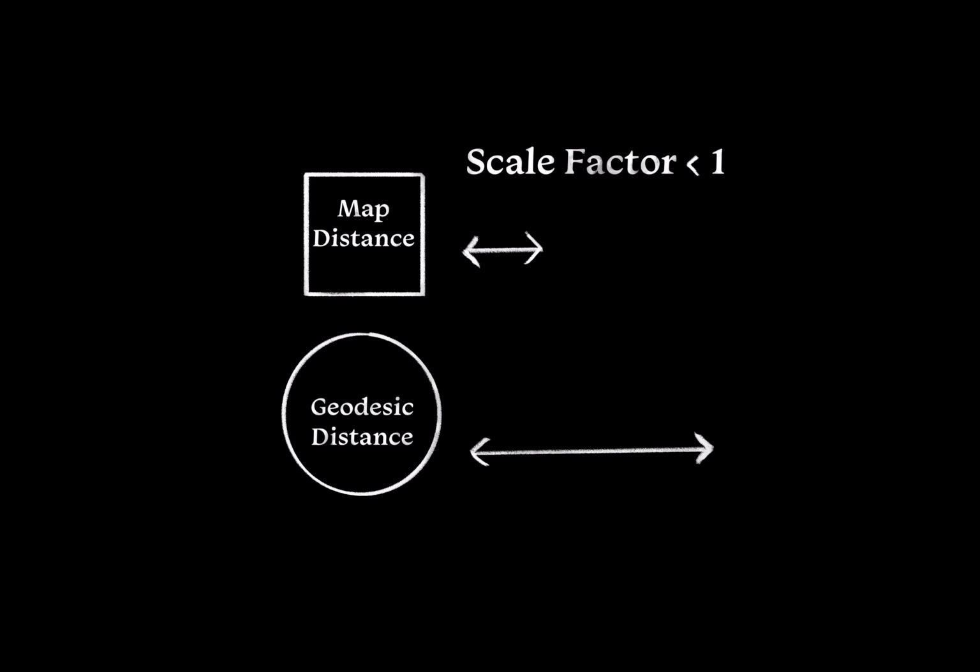A scale factor of less than 1 shows that the planar map projection distance is shorter than the spherical geodesic distance, indicating that the map projection is shrinking distances. A scale factor of greater than 1 indicates that the planar map projection distance is longer than the spherical geodesic distance, meaning the map projection is stretching distances. Understanding the range of the scale factor across the map gives you a solid grasp of the potential spatial error related to the size and distance on the map.